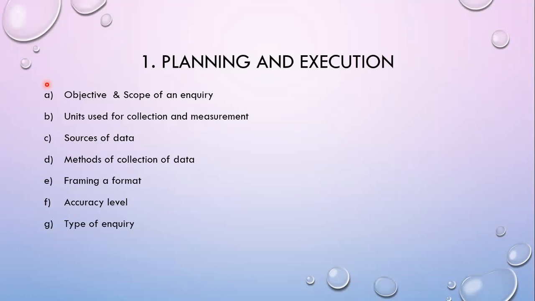That is more important. So for a statistical inquiry, a particular objective or particular scope should be there for a successful enquiry. Hope you are clear with the first point, objective and scope of enquiry, where you should have a particular purpose, a particular decision where you can be very firm, to make the further process very much easier. That is the objective or scope.